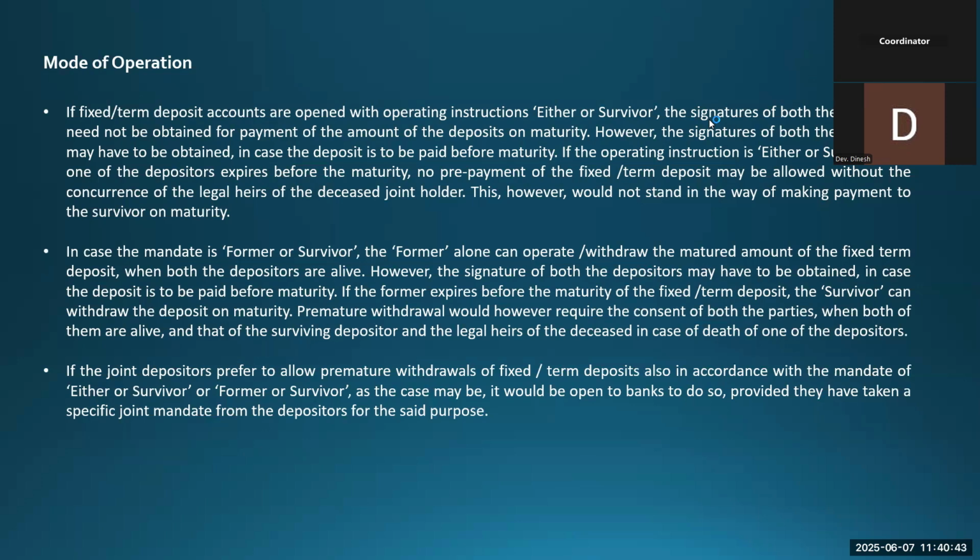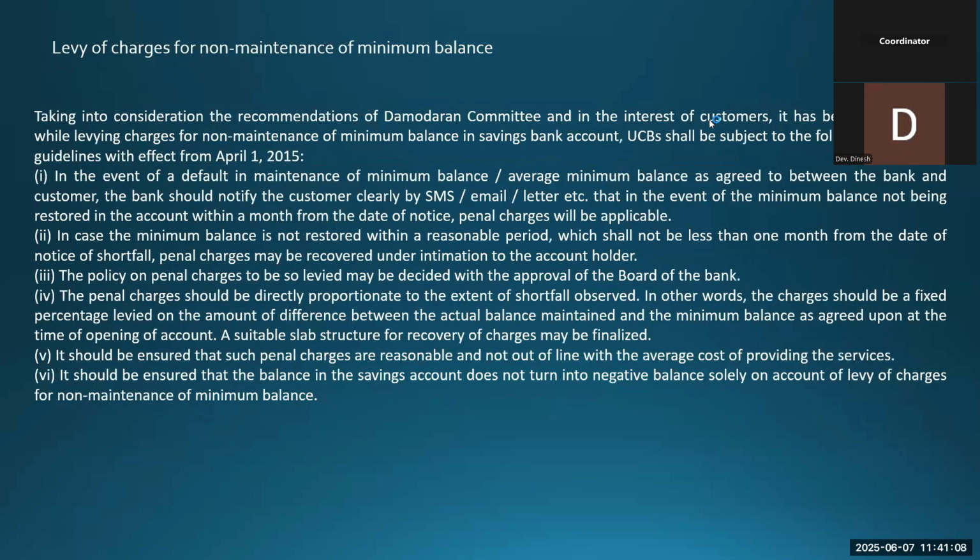So there is another mode of operation called anyone or survivor. That is for more than two joint account holders. Instead of two, if there are three joint account holders, then anyone can operate the account and the funds in the account will be available to the survivor in case any of the joint holders is deceased. So these are modes of operations which will come for joint accounts.